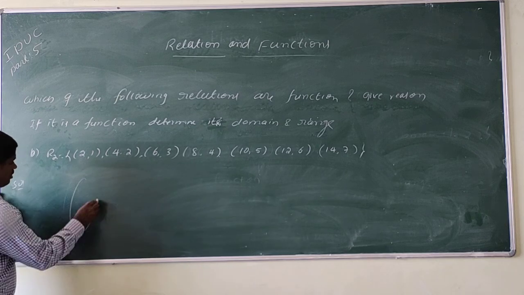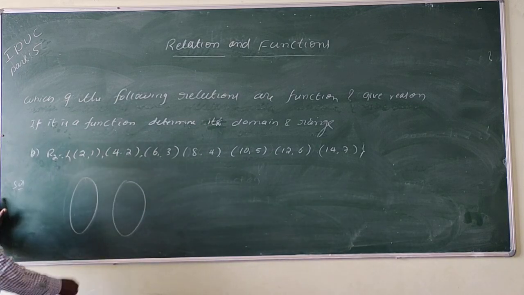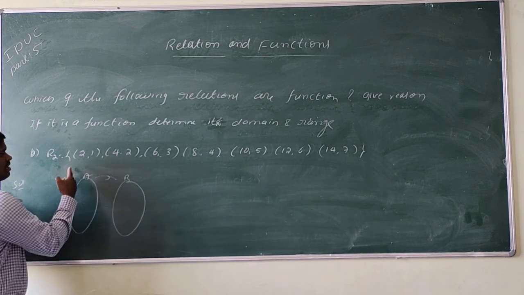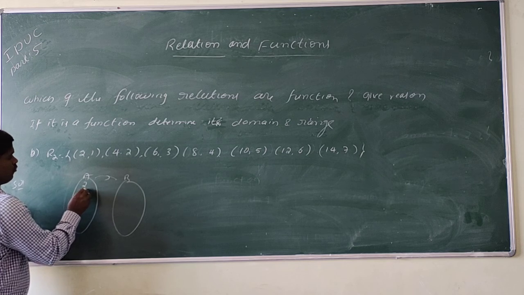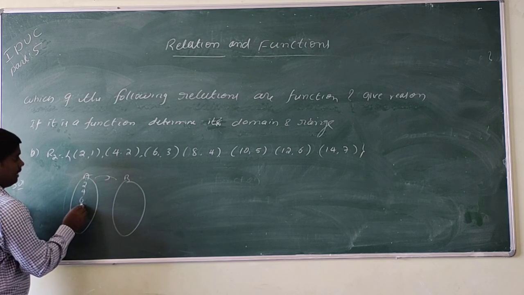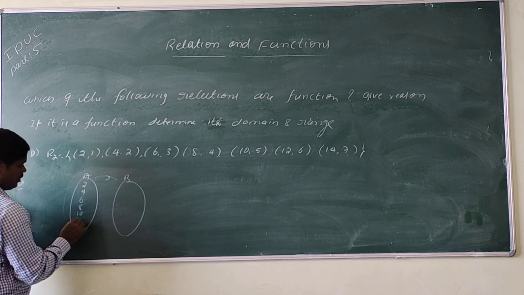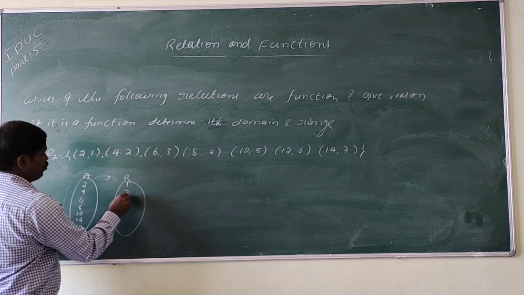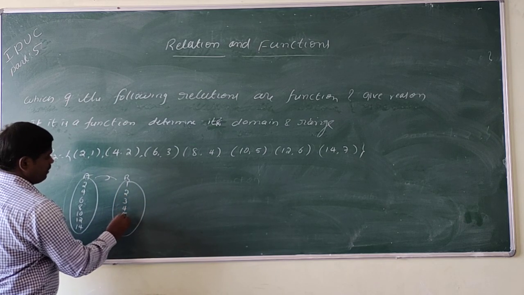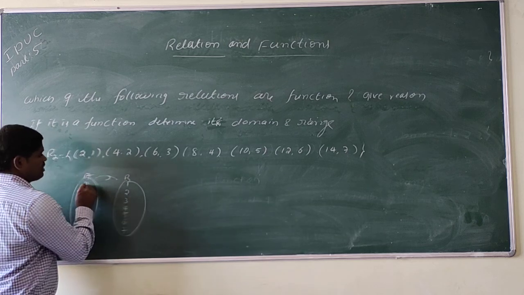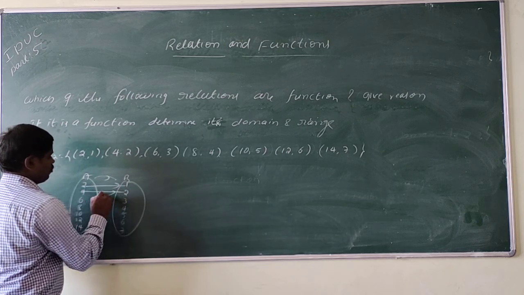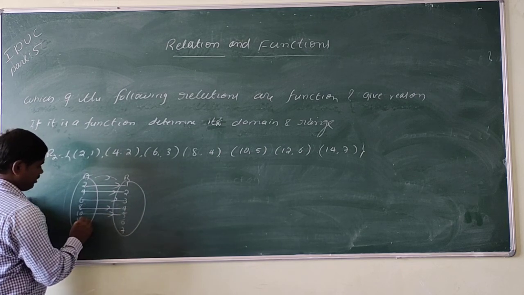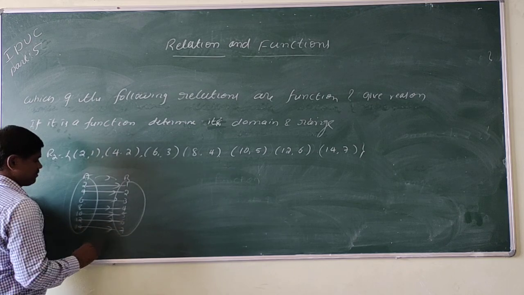First write down the arrow diagram. Suppose this is A and this is B. The first set A consists of 2, 4, 6, 8, 10, 12, 14, and set B has 1, 2, 3, 4, 5, 6, 7. So 2 is related with 1, 4 is related with 2, 6 is related with 3, 8 is related with 4, 10 with 5, 12 with 6, and 14 with 7.